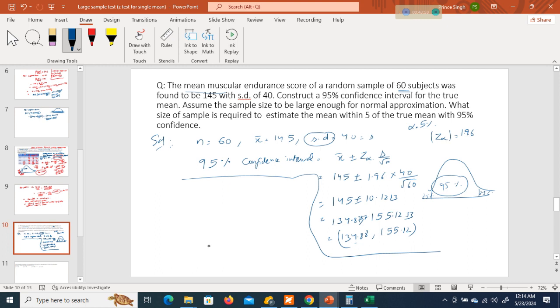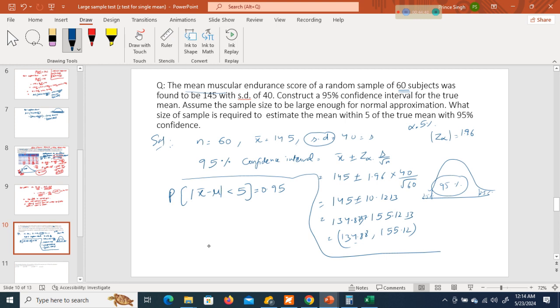Now the further part is: assume the sample size to be large enough for the normal population. What size of sample is required to estimate the mean within 5 of the true mean with 95% confidence? So the question is, I want to find out the value of n to estimate the mean within 5 of the true mean, and this probability is 95%.